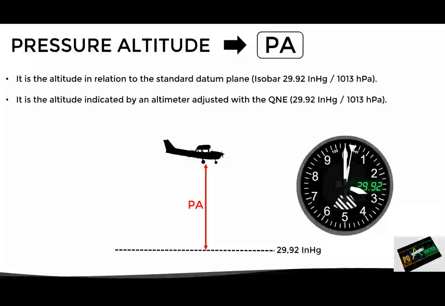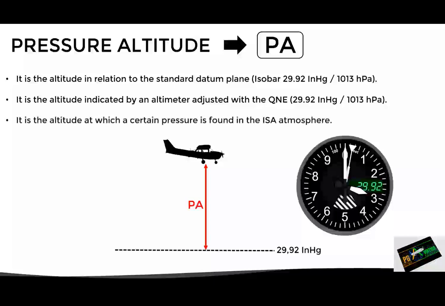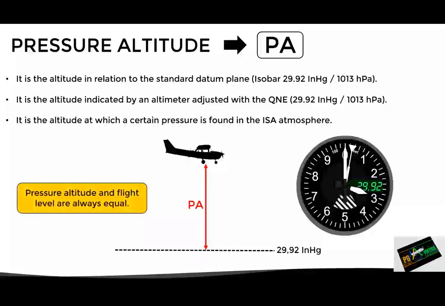adjusted with the QNE, since in this case, the altimeter would be measuring the altitude in relation to the standard isobar. And considering that in the ISA model, the pressure at each level has a fixed value, we can also say that the pressure altitude is the altitude in the ISA atmosphere where a certain pressure is found. Another thing to keep in mind is that the definition of pressure altitude is exactly the same as the definition of flight level. Therefore, the pressure altitude will always be equal to the corresponding flight level.